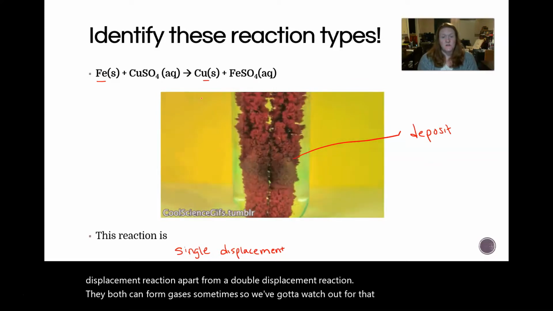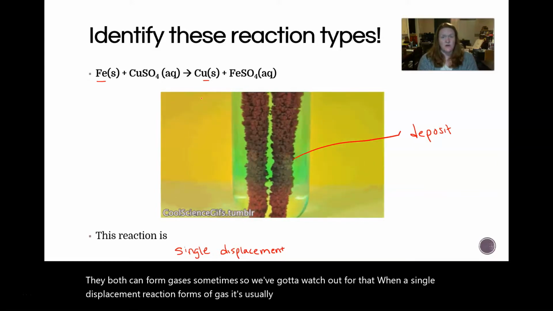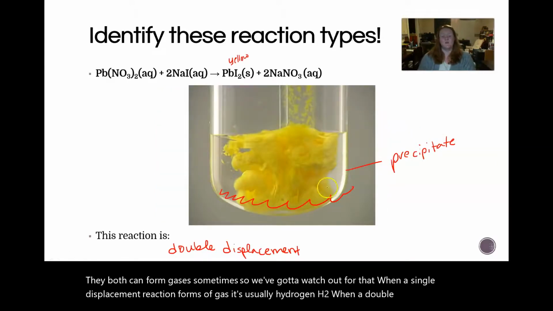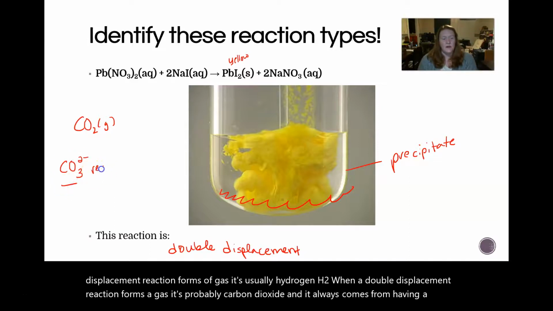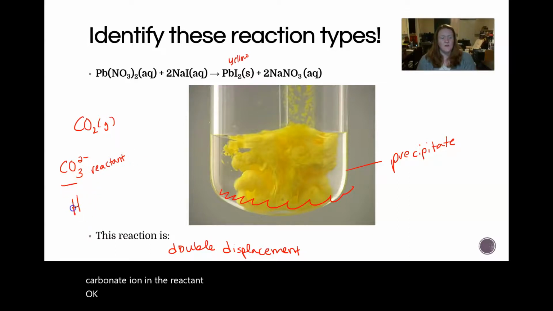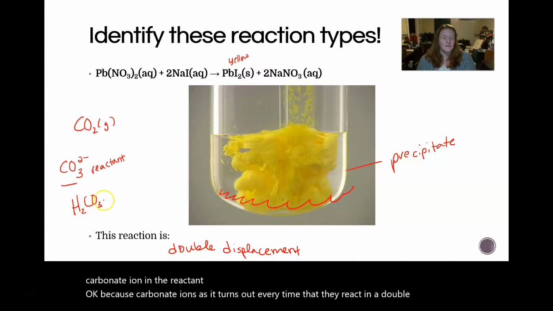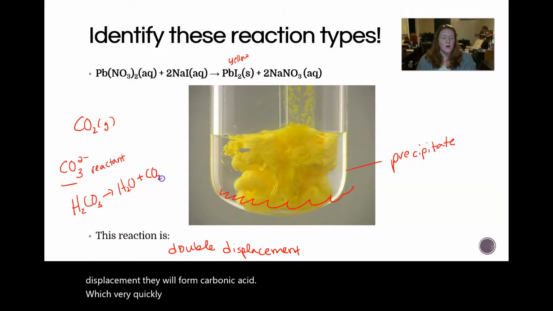When a single displacement reaction forms a gas, it's usually hydrogen, H2. When a double displacement reaction forms a gas, it's probably carbon dioxide, and it always comes from having a carbonate ion in the reactant. Okay, because carbonate ions, as it turns out, every time that they react in a double displacement, will form carbonic acid, which very quickly decomposes into water and CO2. And of course, CO2 is a gas.